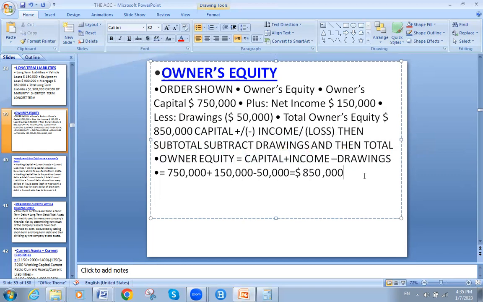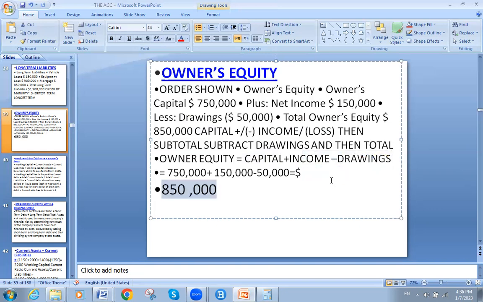You didn't do income from operations yet. So in that case, if the drawing is zero and the income is zero, then look at this. If those final two equal zero, then the owner's equity will equal the capital, as long as those two are zero. When there is no income from operations and no drawing, the owner's equity equals the capital. So 750 plus 150 minus 50 gives me 850, like it's shown in front of you in this example.